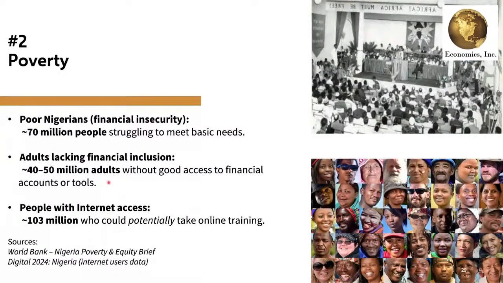So based on our research, this is what we found. There's around 70 million people struggling to meet basic needs. This is specifically Nigeria. Adults lacking financial inclusion: there's 40 to 50 million adults who lack good access to financial accounts and tools, and then people with internet access who we can help, there's 103 million. Sources here are World Bank and Digital 2024.